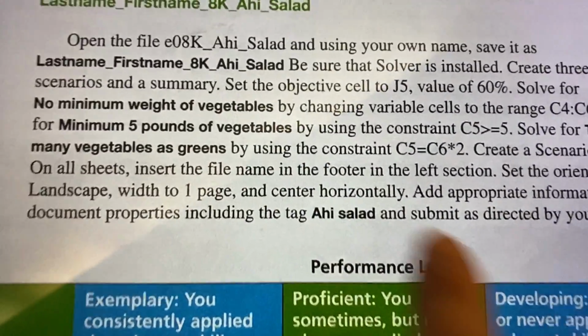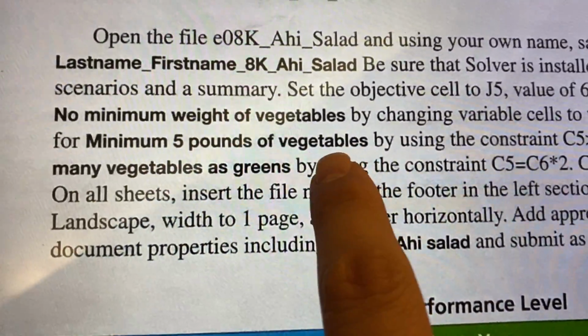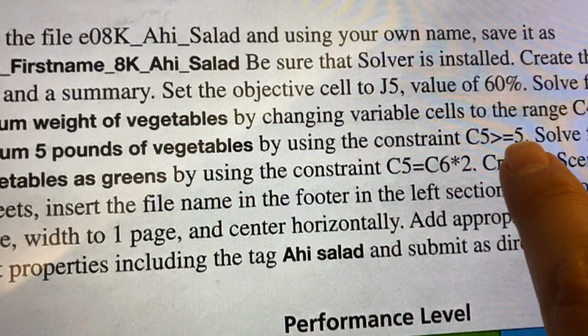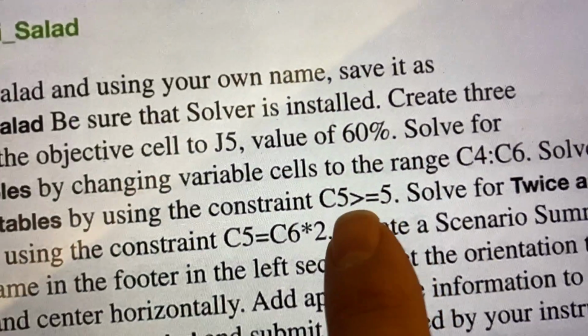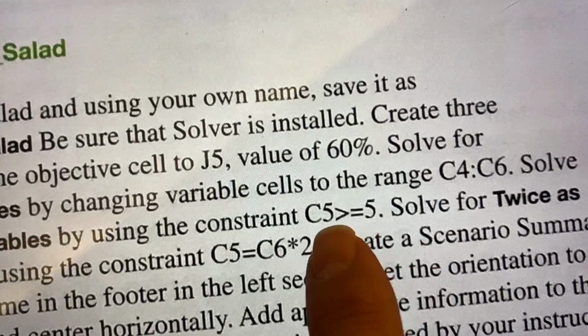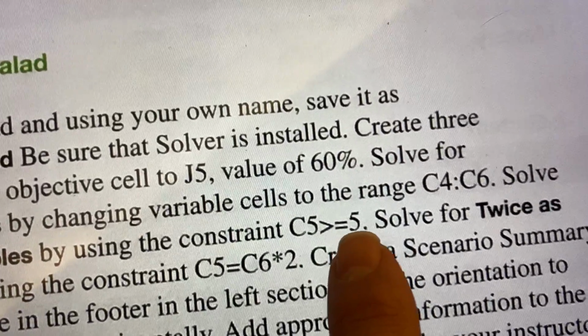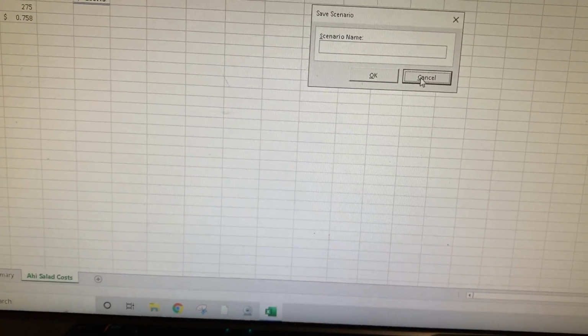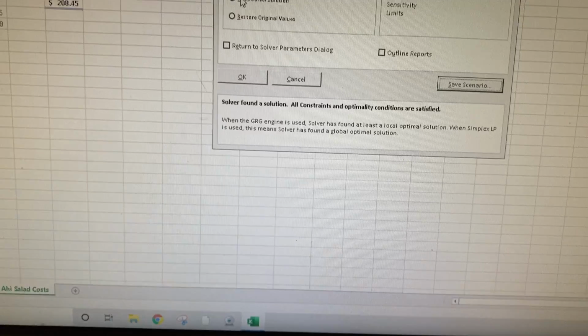Actually, the previous one was called minimum 5 pounds vegetable. And for the C5 greater than or equal to, I think I made a mistake and said equal to 5. Just change that to greater than or equal to 5 and you should be fine. All right, once that is all done, let me go back in here and restore it.